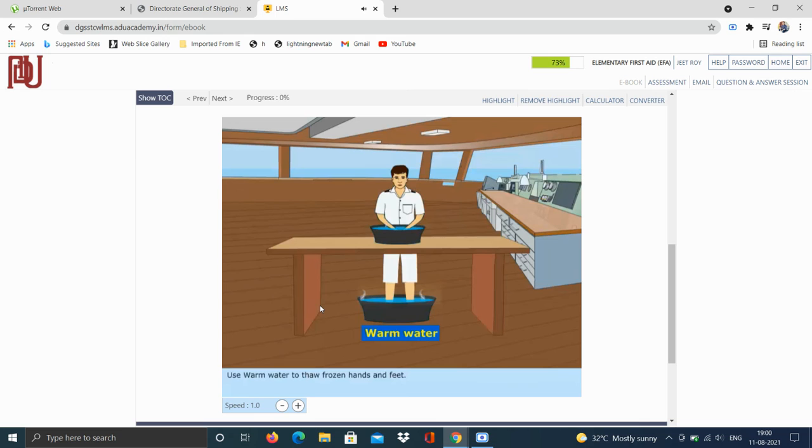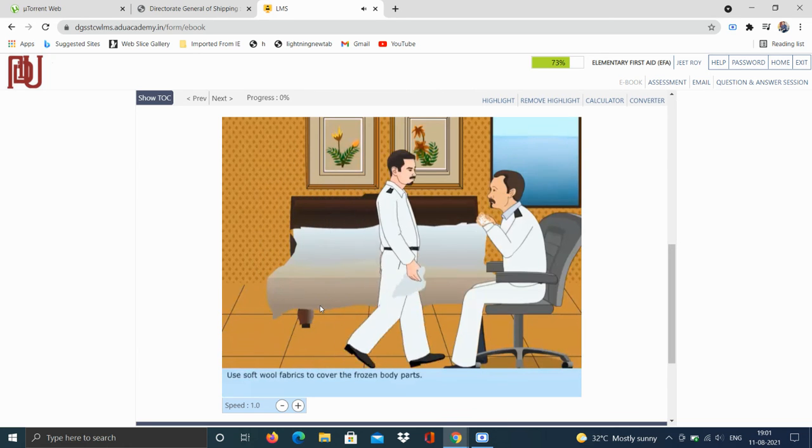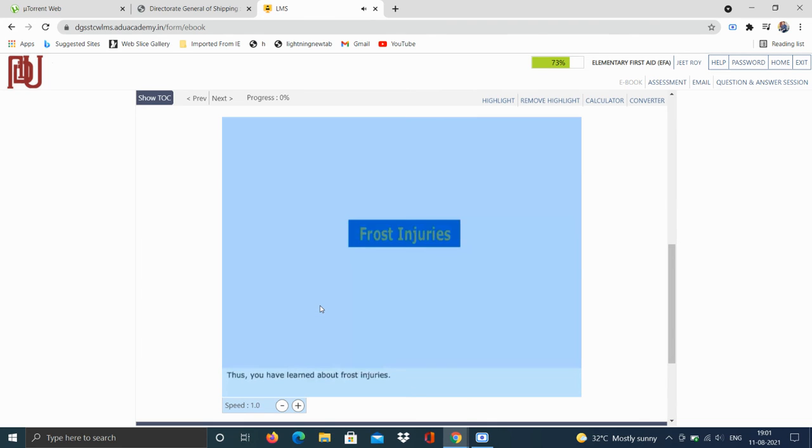Use warm water to thaw frozen hands and feet. Do not rub or massage the frozen skin. Use soft wool fabrics to cover the frozen body parts. Thus, you have learned about frost injuries.